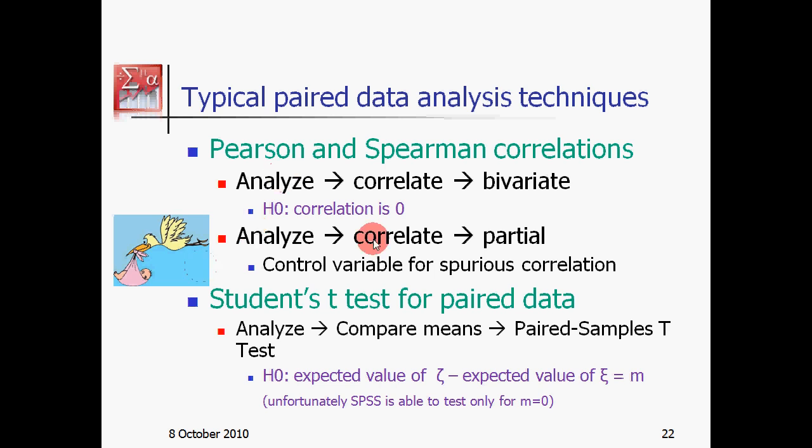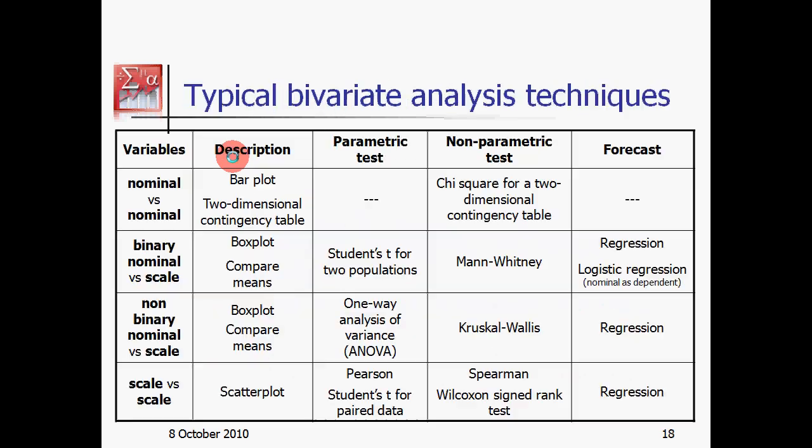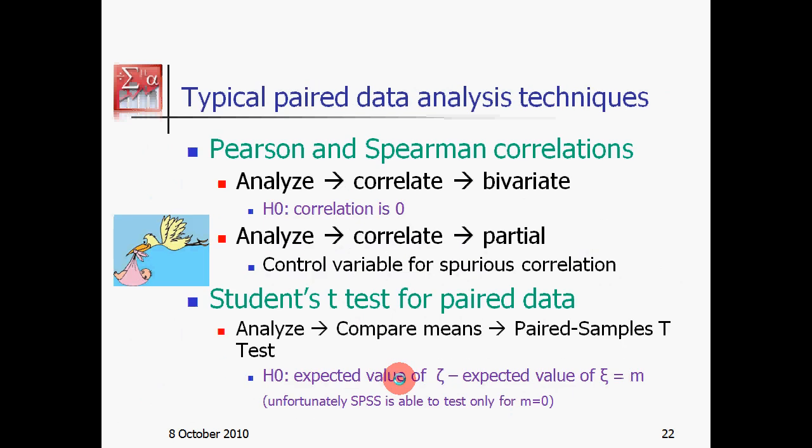Okay. A Student t-test for paired data. This is very similar. It's here. It's still a parametric test. However, instead of checking whether there is a correlation, such as when one goes up, the other one goes up, when one goes down, the other one goes down, it checks instead whether the expected value of variable 1 is equal, or better, there is a fixed difference with the expected value of variable 2. So it checks whether the difference in the expected value is fixed, equal to m.